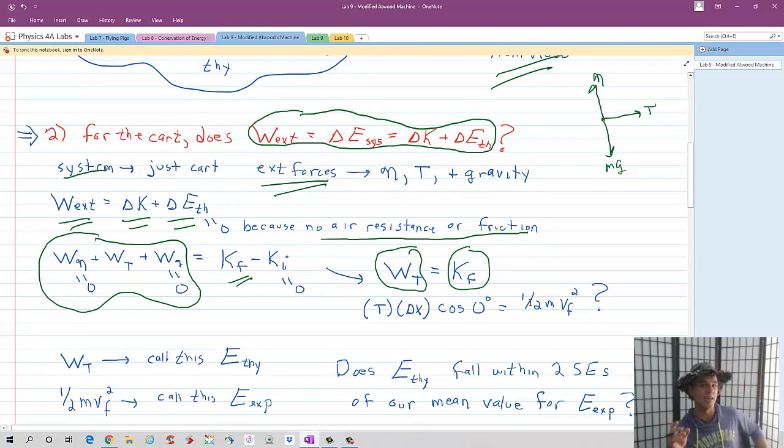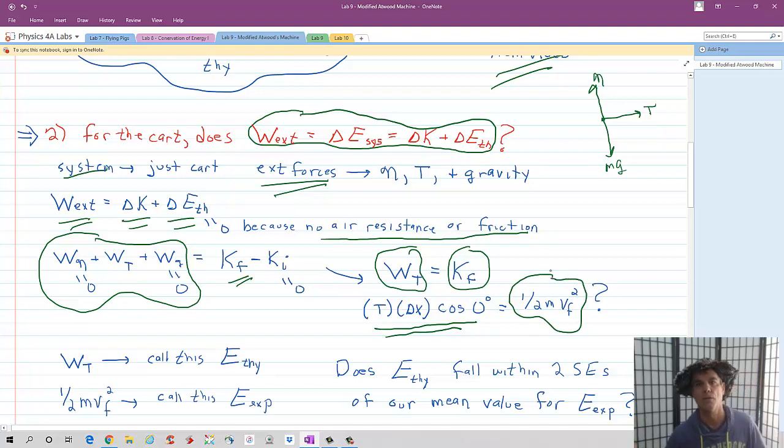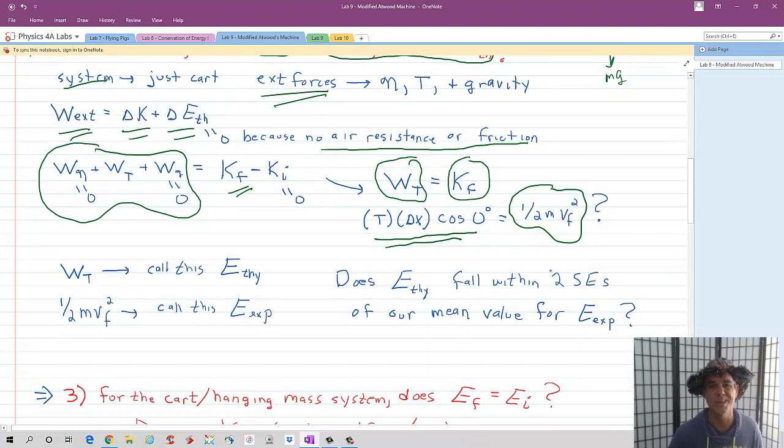Well, remember, for any constant force, work is just the magnitude of the force times the magnitude of the displacement times the cosine of the angle between them. So for tension, our work is the tension, which I will give you the value of, times the displacement, which I'll give you the value of also, but let me just tell you it's 65 centimeters, times the angle between the tension and the displacement, which is 0 degrees. So does the work done by tension equal the final kinetic energy of the wireless cart? So what we're going to do is look at that.